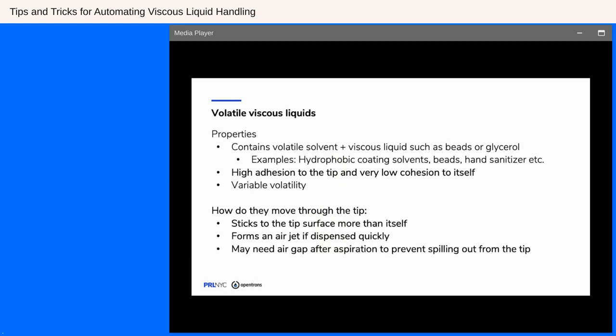So volatile viscous liquids have very high adhesion to the tip. So they keep on sticking to the tip, but they have low cohesion to itself. So you can see the surface property of the volatile liquids is really poor. They don't stick to each other. And the volatility may really vary depending on the volatile liquid or volatile solvent that's being used. The critical factor over here is to use an air gap because if you're going to dispense it, there is a jet going to form and the liquid is still going to stick to the wall.